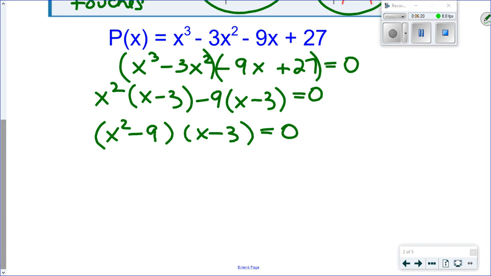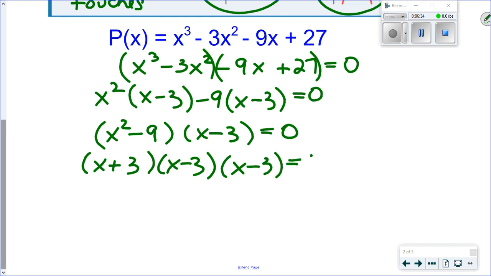Can we factor any further? Well, we can. We have x squared minus 9, which is a difference of squares. So I can break that up into x plus 3 times x minus 3, and then we have the original x minus 3. Now since we have x minus 3 times x minus 3, that is saying we're multiplying that factor twice, because it comes up twice in our list of factors. But remember, we could also write that as x minus 3 squared.